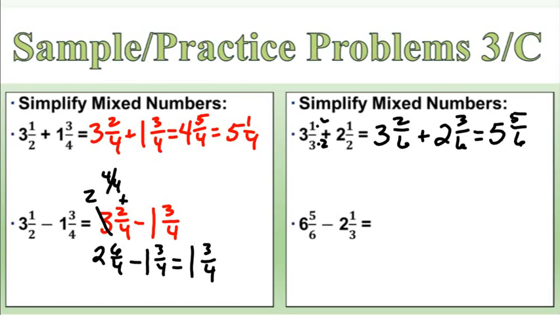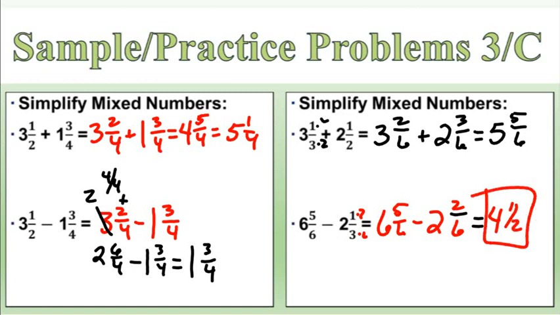And the next one here, 6 and 5/6 minus 2 and 1/3. Common denominator is 6, so I have 6 and 5/6 minus 2 1/3 multiplied by 2/2 would be 2/6. Now I can subtract them. 6 minus 2 is 4. 5/6 minus 2/6 is 3/6, which is just half, so 4 1/2.